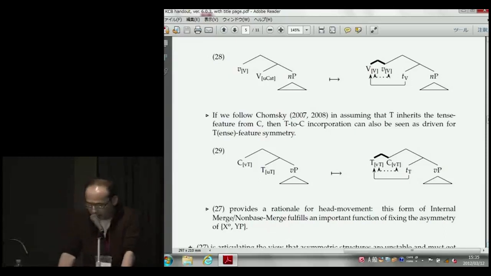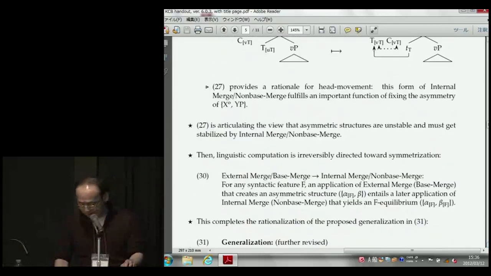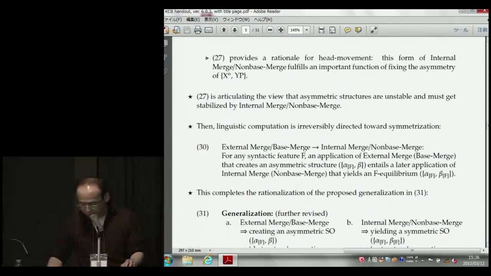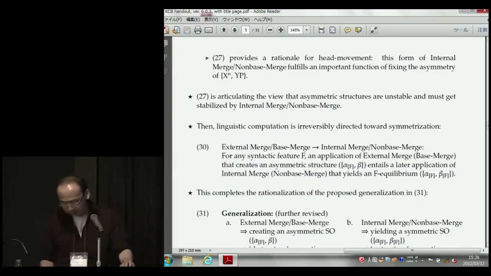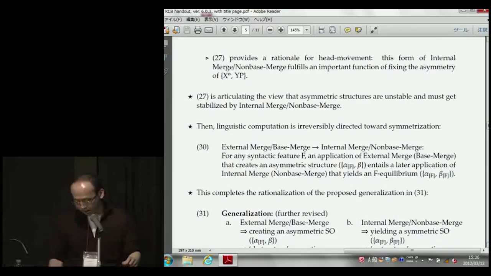Okay. Further, if we follow Chomsky 2007 and 8 in assuming that T's tense feature is dependent upon C, then we may also say that T has an unvalued tense feature that should be valued by an interpretable counterpart in C. And under this analysis, T to C incorporation can also be seen as driven by T feature symmetry. This way, 27 provides an important rationale for head movement. This head movement operation fulfills an important function of fixing the asymmetry of X0, YP and forming a feature equilibrium. More generally, 27, our main thesis, is articulating the view that asymmetric structures are unstable and must get stabilized by internal merge, non-base merge.